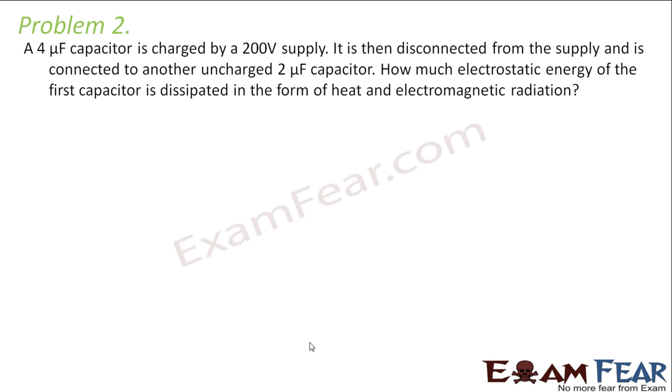This problem states that a 4 microfarad capacitor is charged by a 200 volt supply. It is then disconnected from the supply and is connected to another uncharged 2 microfarad capacitor. So first you have a 4 microfarad capacitor which is charged by a 200 volt supply, and then it is connected to another 2 microfarad capacitor. So how much electrostatic energy of the first capacitor is dissipated in the form of heat and electromagnetic radiation?